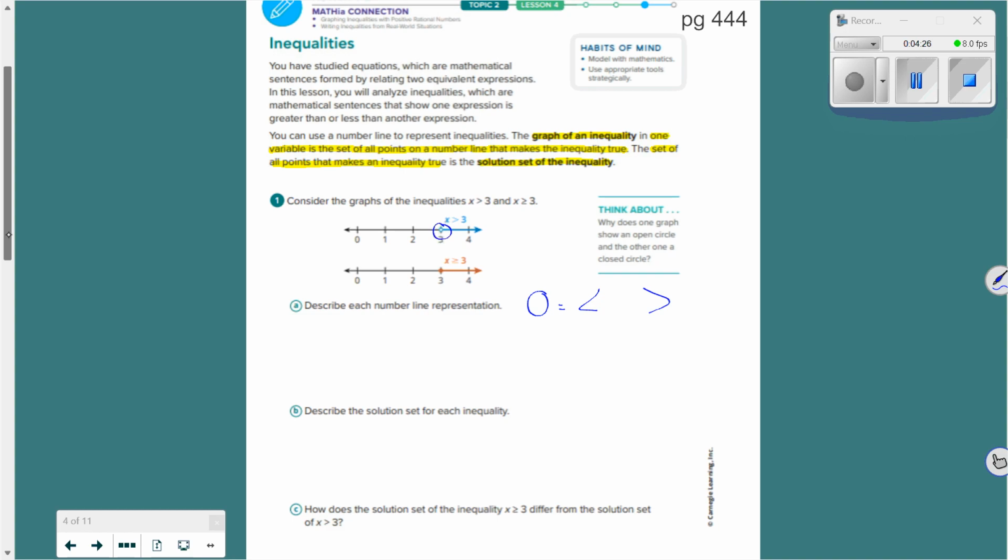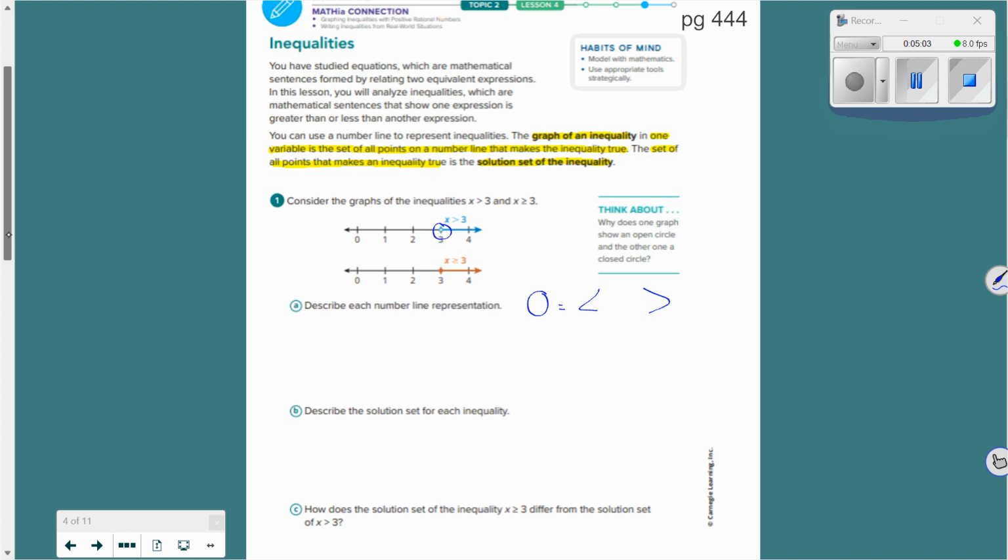Another way to think of it is put that number into your inequality. So it says 3. Is 3 greater than 3? It's not greater than 3, but it's equal to it. That's why that dot is open, because that's not part of the solution. It's open saying this doesn't count. Now, is 3.0000001 greater than 3? Yes. That's why we use the open circle, because it's saying it's starting here at 3, but everything to the right of it is included.